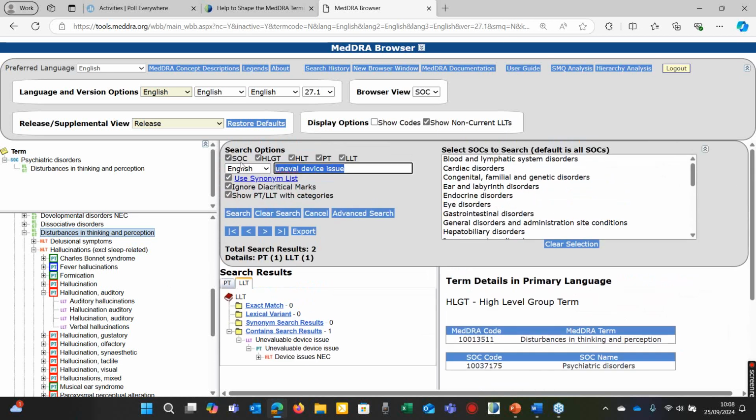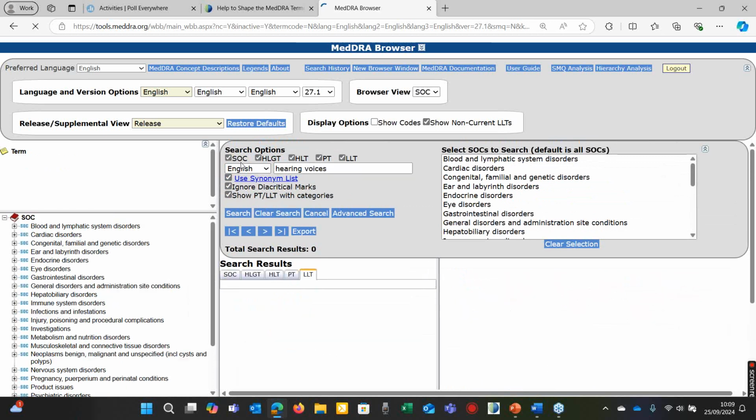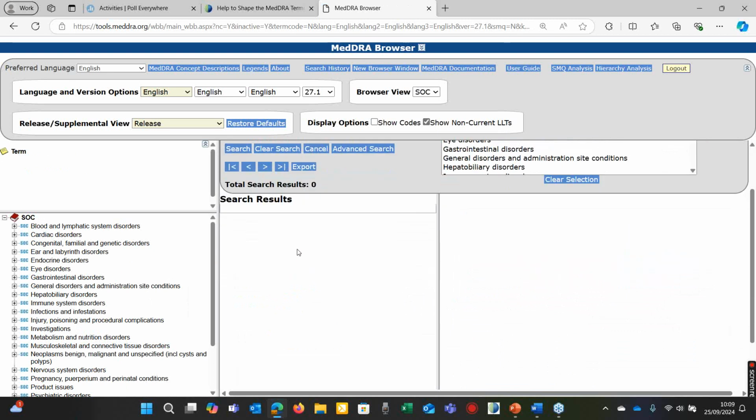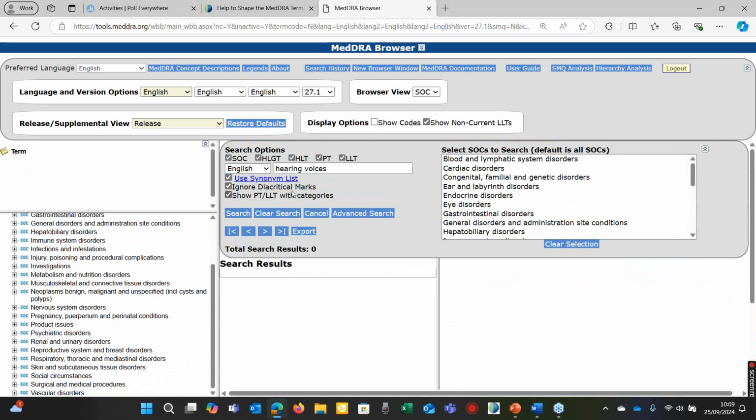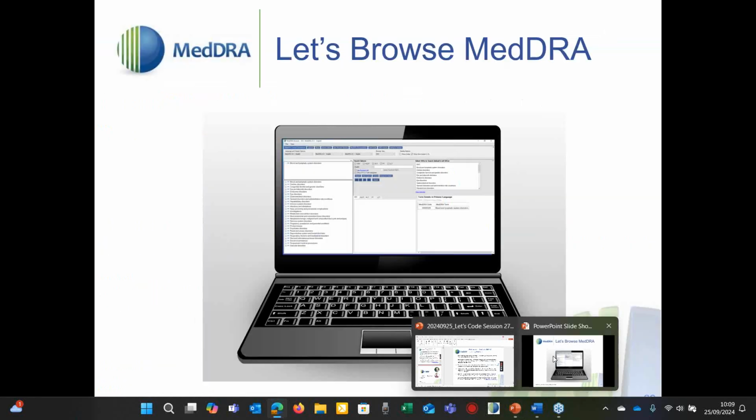I could look for hearing voices just to be sure. We always say search in the browser with the exact words as your first step. There isn't anything in there, just to show you. I did that before we started. I'd be looking for one of those auditory hallucination terms.